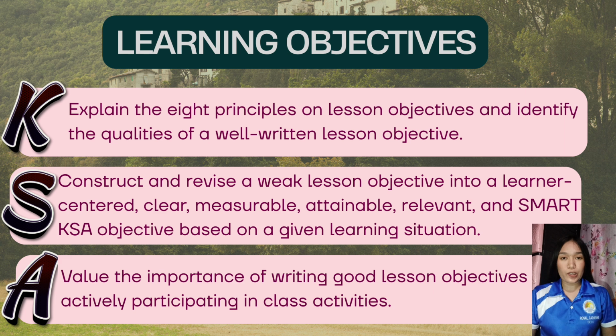By the end of this report, you should be able to, first, explain the 8 principles on lesson objectives and identify the qualities of a well-written lesson objective. Second, construct or revise a weak lesson objective into one that is learner-centered, clear, measurable, attainable, relevant, and follows the SMART and KSA framework based on a given learning situation. And third, value the importance of writing good lesson objectives by actively participating in our class activities today.